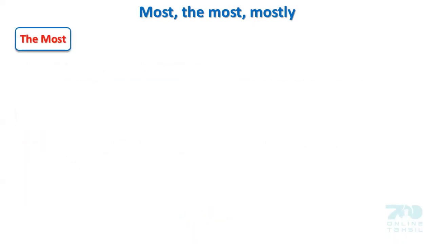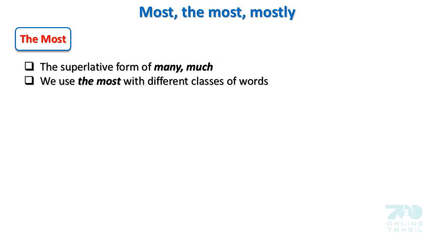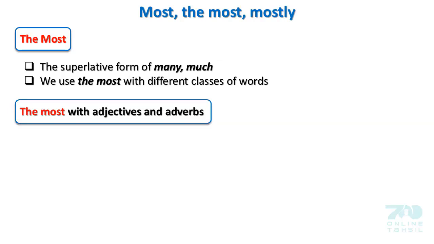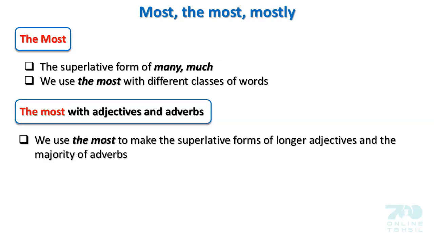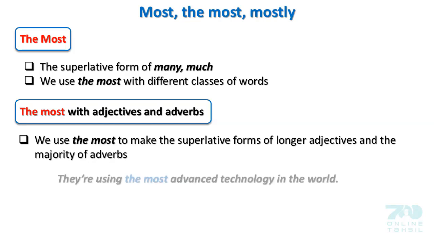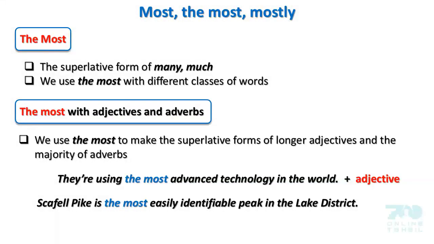The most. The most is the superlative form of many, much. We use the most with different classes of words. The most with adjectives and adverbs. We use the most to make the superlative form of longer adjectives and the majority of adverbs. Adjective: They are using the most advanced technology in the world. Adverb: Scafell Pike is the most easily identifiable peak in the Lake District.